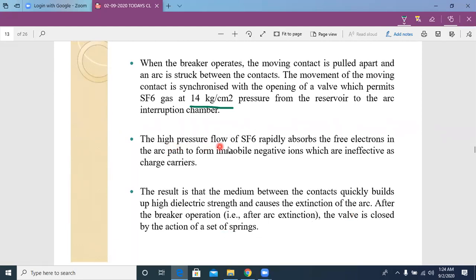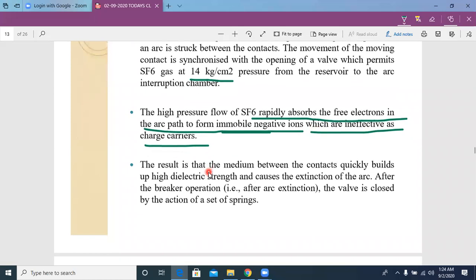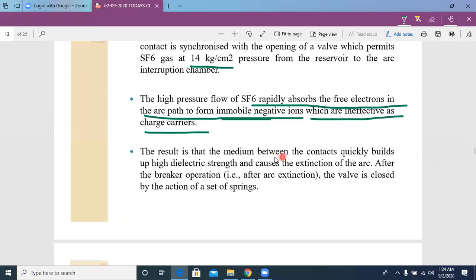So the high pressure flow of SF6 gas rapidly absorbs the free electrons in the arc path, forming immobile negative ions. That means when it absorbs the free electrons, immobile negative ions are formed, which are ineffective as charge carriers. As a result, the medium between the contacts quickly builds up high dielectric strength and causes the extinction of the arc. After the breaker operation, the valve is closed by the action of the springs.